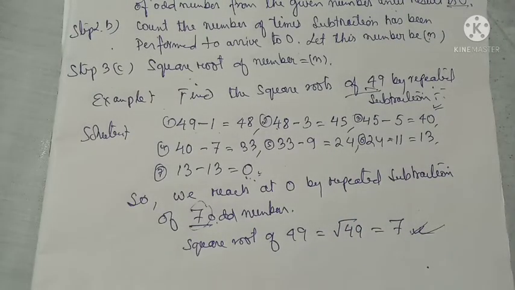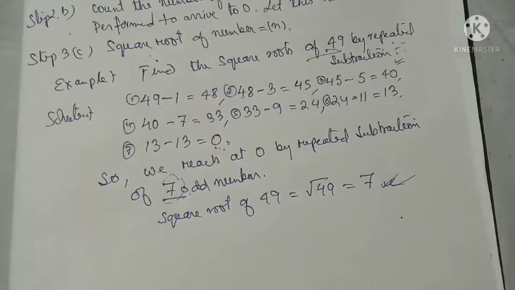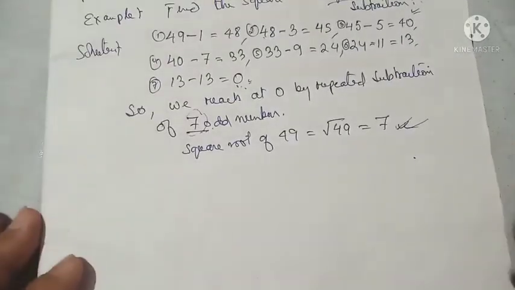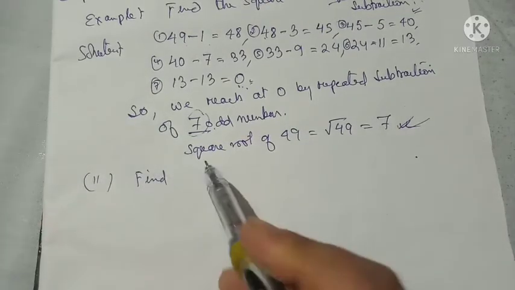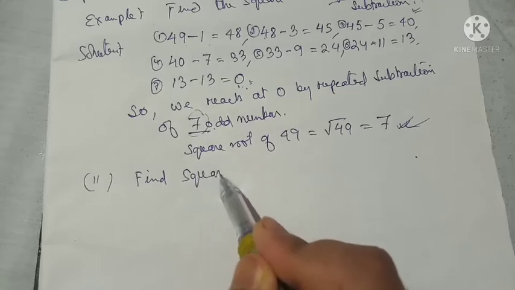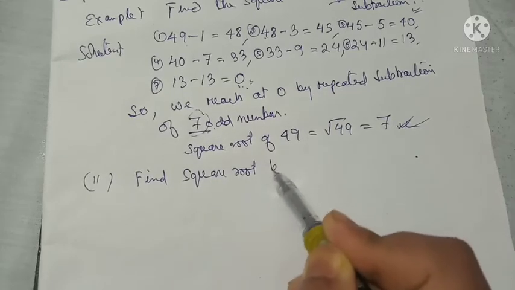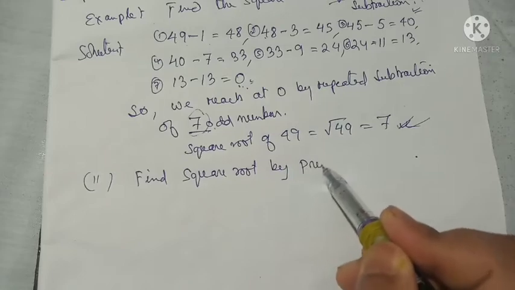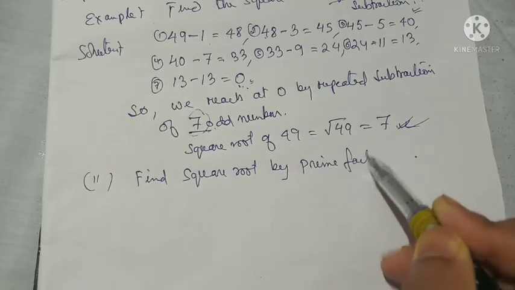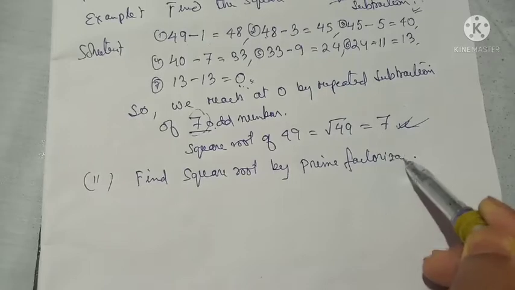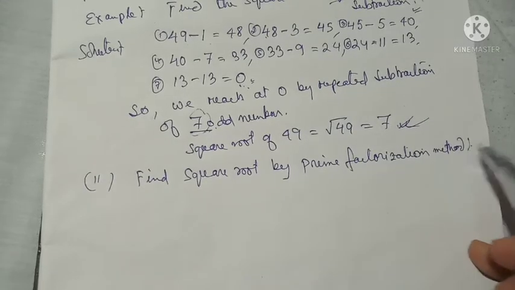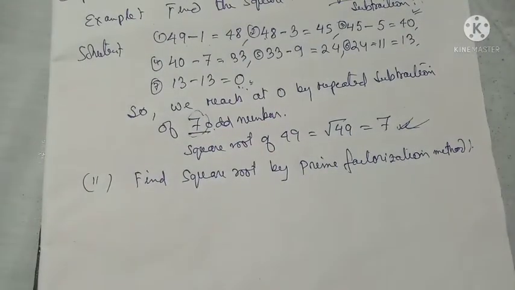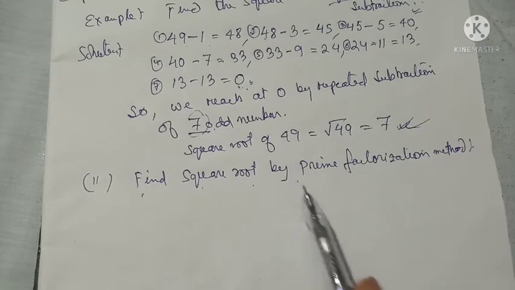So next, let's see the last example. Then the second method is finding the square root by the prime factorization method. The first one is finding the square root by repeated subtraction, and the second one is finding the square root by the prime factorization method.